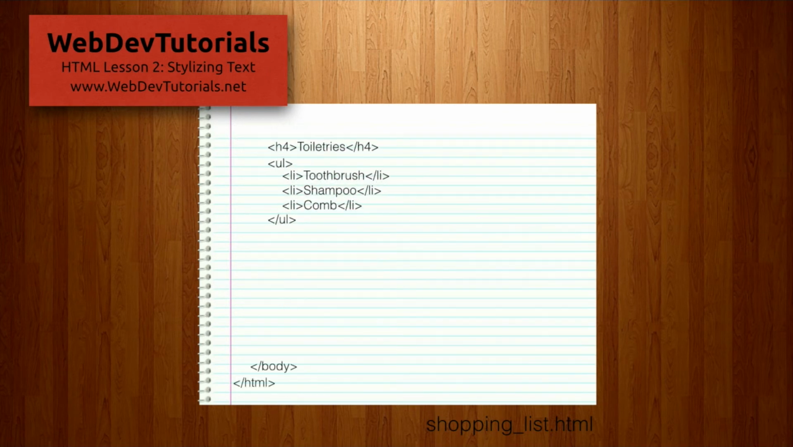Next, let's include a thematic break by using the HR tag. That's because we're going to include directions to the supermarket in our shopping list. Because the directions need to be in order, we'll have to use an ordered list.